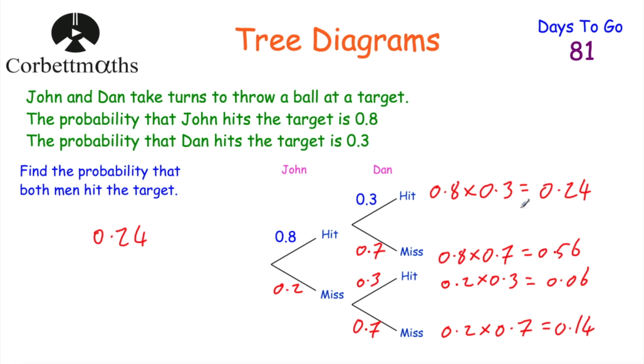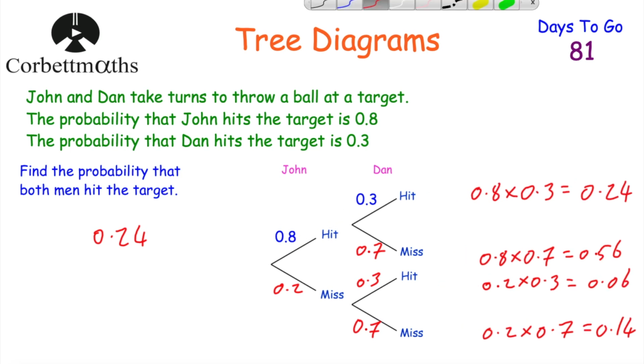And I find that quite useful whenever you've got a tree diagram to write down all the probabilities of those outcomes by multiplying the numbers along the branches. And I'm actually going to write down what each of the outcomes are. So we could have a hit and a hit, a hit and a miss, a miss and a hit, and a miss and a miss, just so we've got the outcomes and the probabilities of each of those outcomes.